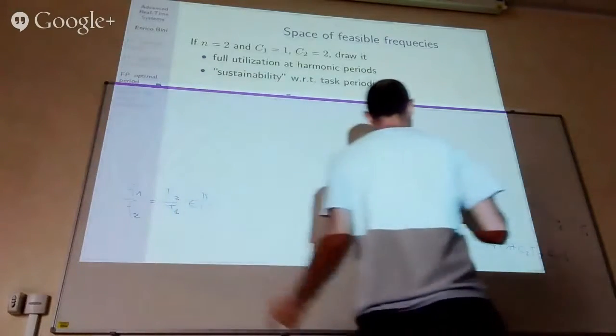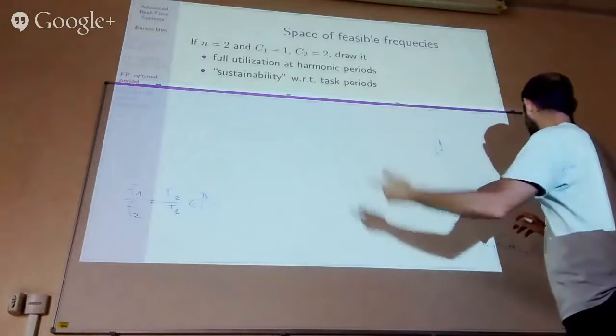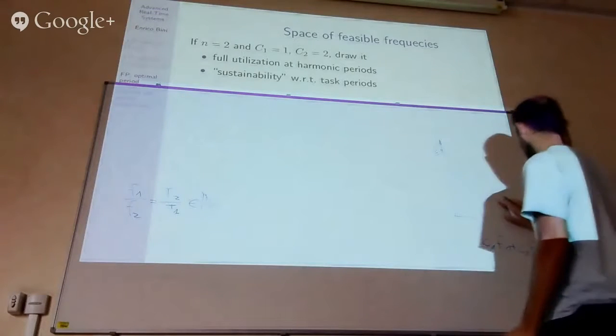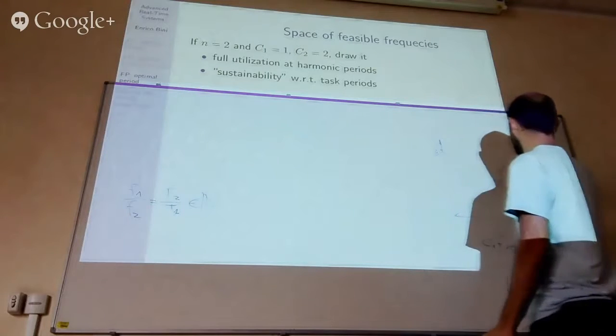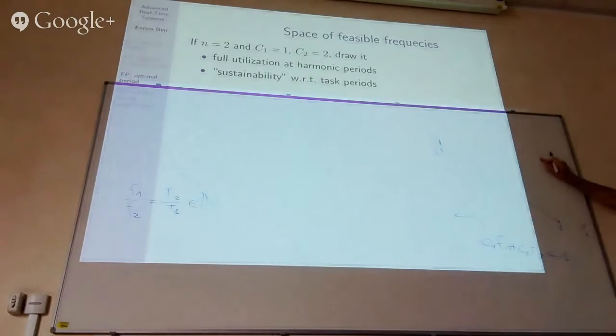Okay, when is that ratio integer? Well, this ratio, for example, is 1 over here. Here we have the frequencies that are the same, so the same means that the ratio is 1. Okay, so when is that ratio 2? The ratio 2 is, well, let's write it.